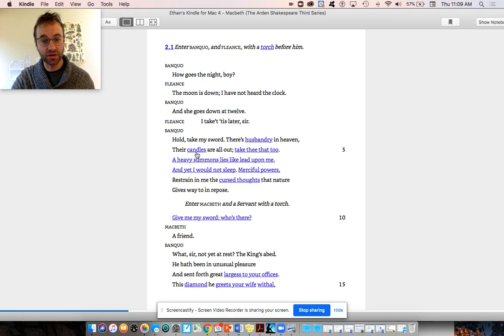And the candles are all out, like the candles of heaven. Like it's so dark you can't even see any stars. So here candles and stars are connecting. Candles in the play are also really important because they symbolize light. What is light? What is dark? What is good? What is bad? And take thee that too means maybe he's also giving him something else, maybe another torch, because he's saying it's so dark. And now he says something about how he's feeling.